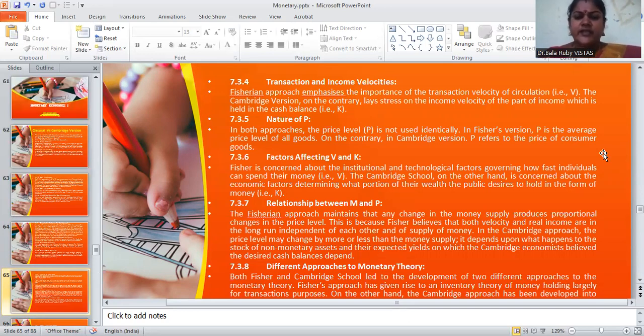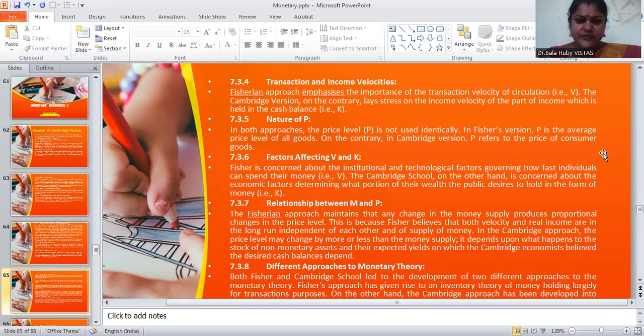And the fifth one is the nature of P. In both these approaches, the price level, that is the P value, is not used identically. In Fisher's version, P is the average price level of all goods. On the contrary, in the Cambridge version, P refers to the price of consumer goods.